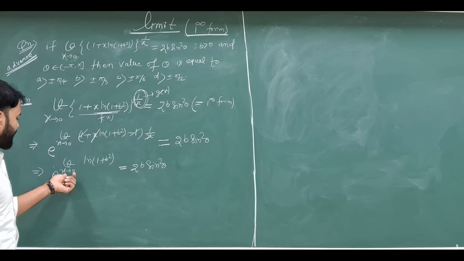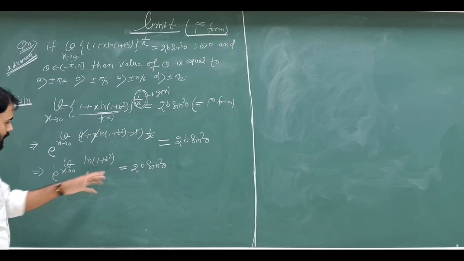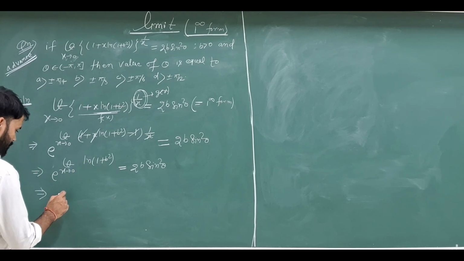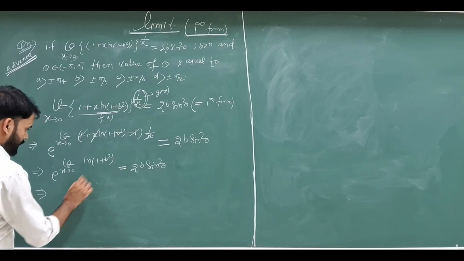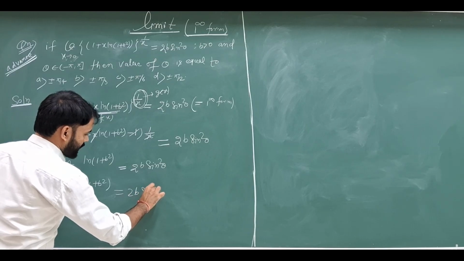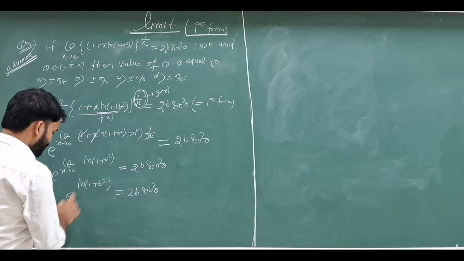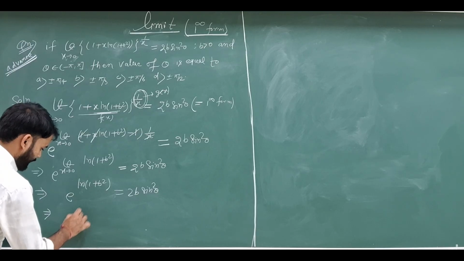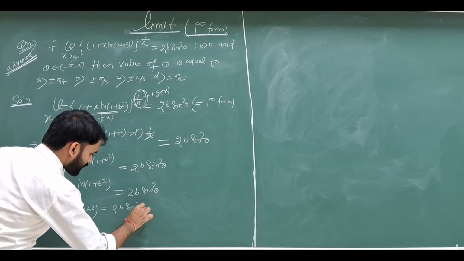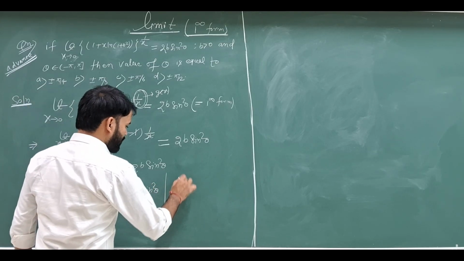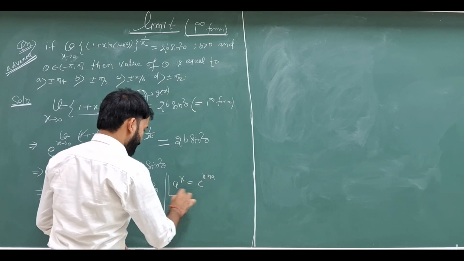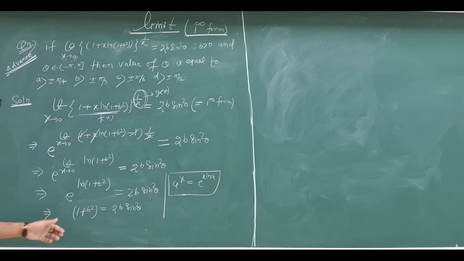You are taking limit x tends to 0, but there is no term of x, so x tending to 0 does not impact this term. So the rest is ln of 1 plus b square, and this is equal to 2b sin square theta. And you know we have to cancel the exponential term, so the rest is 1 plus b square is equal to 2b sin square theta. You know a to the power x can be written as e to the power x ln of a. I am using this one, and this is final.